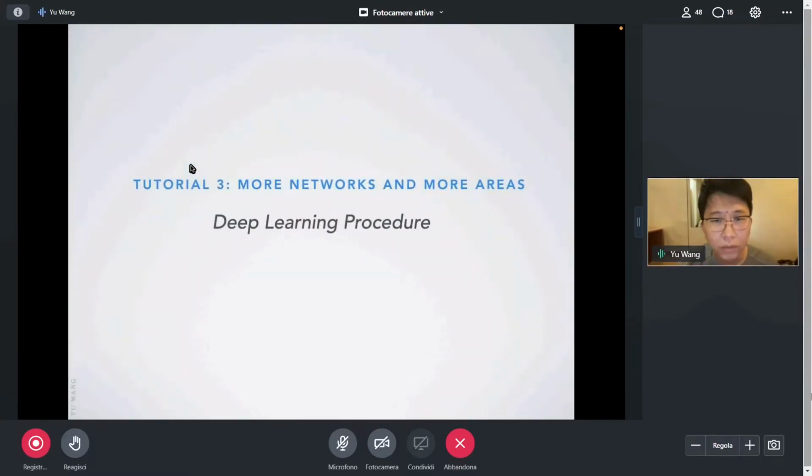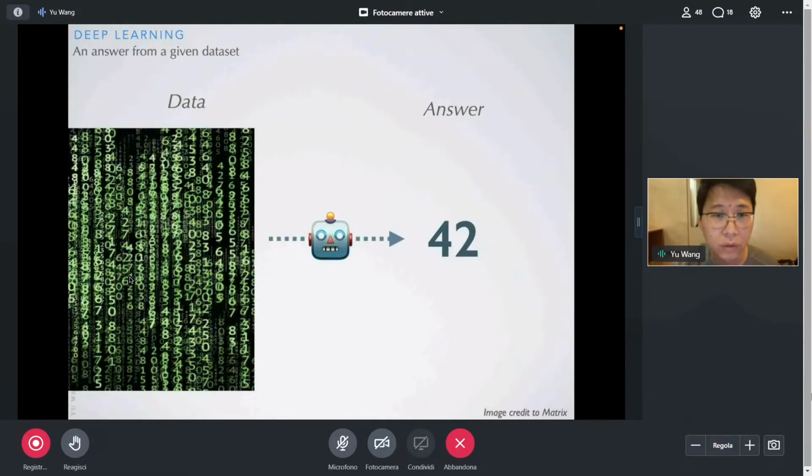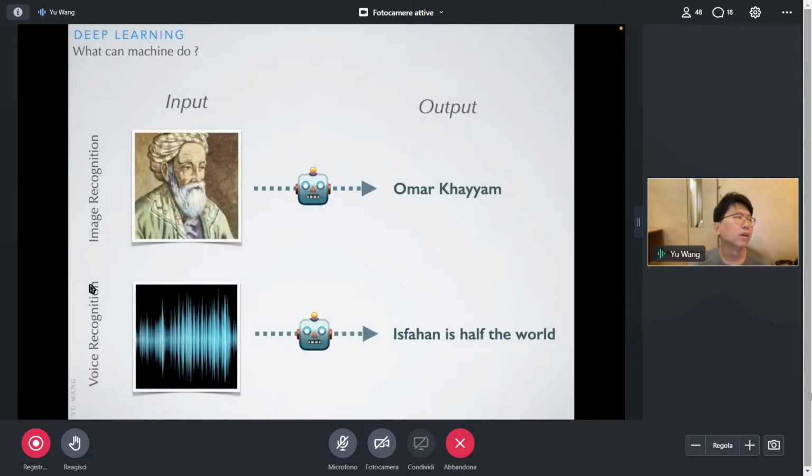So I give a short review of machine learning, because I need to give a whole procedure to the participants, then we can change something.